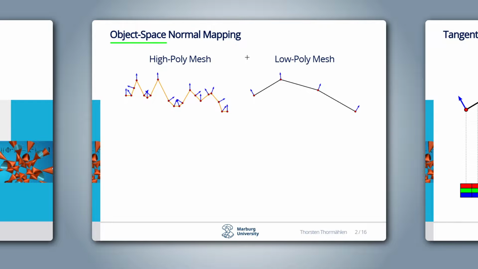On the left you can see an example of a high poly mesh, and on the right its low poly version. Both meshes are given in their local object space. The red dots are the vertices and the blue arrows represent the provided per-vertex surface normals. As we have already discussed in previous episodes of Shaders Monthly, the rasterizer in the OpenGL pipeline interpolates the per-vertex normals, and we get an interpolated normal for each output pixel. These interpolated normals are visualized as the light blue arrows in the figure.